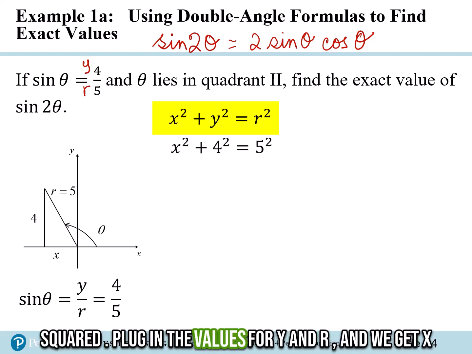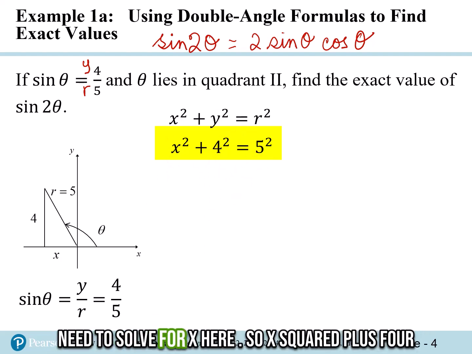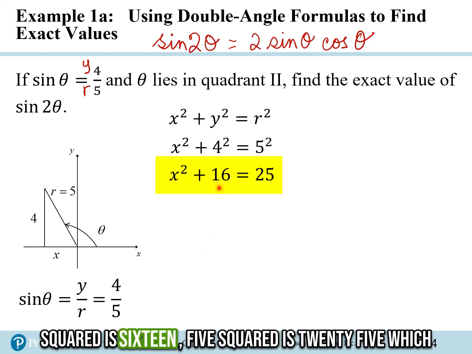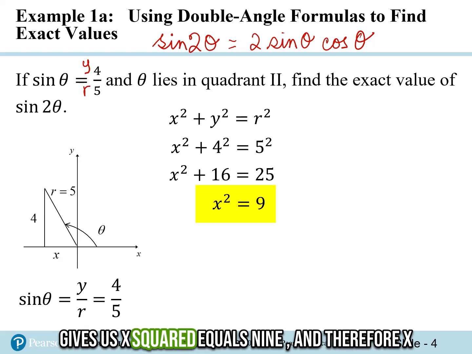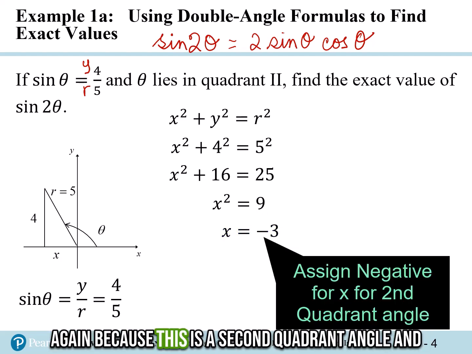Plug in the values for y and r, and we get x squared plus 4 squared equals 5 squared. We need to solve for x here. So x squared plus 16 equals 25, which gives us x squared equals 9, and therefore x equals negative 3. We choose negative 3 again because this is a second quadrant angle.